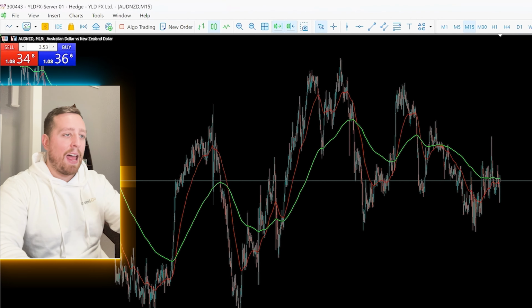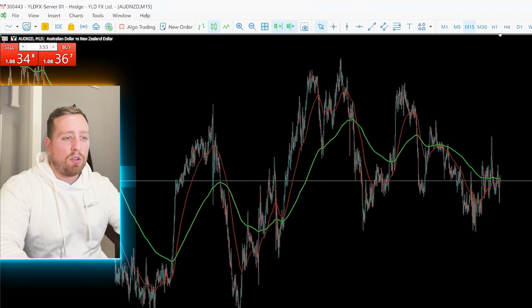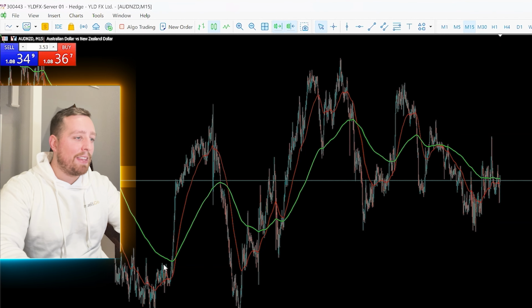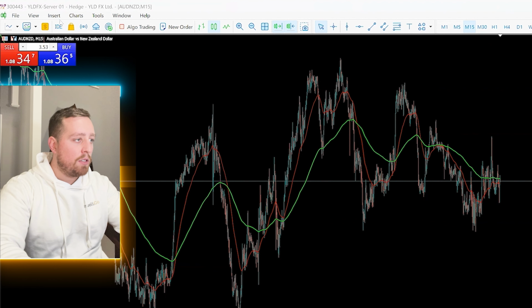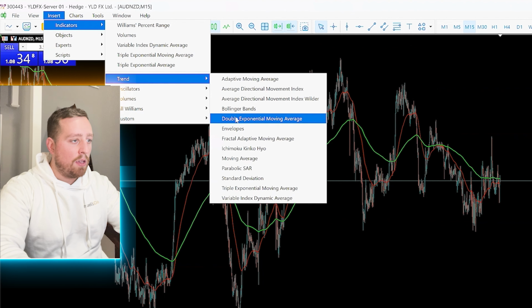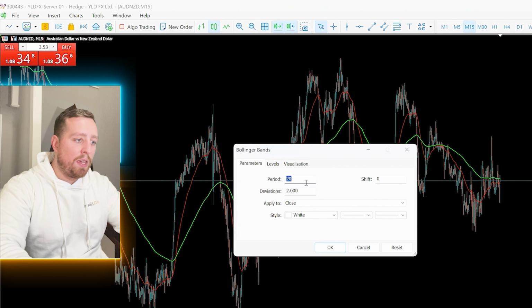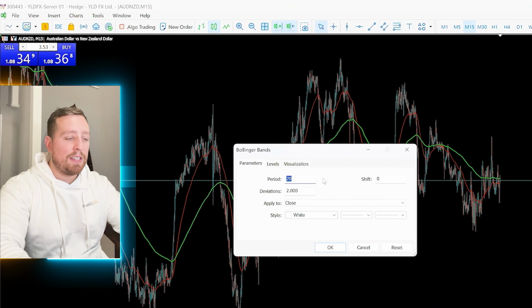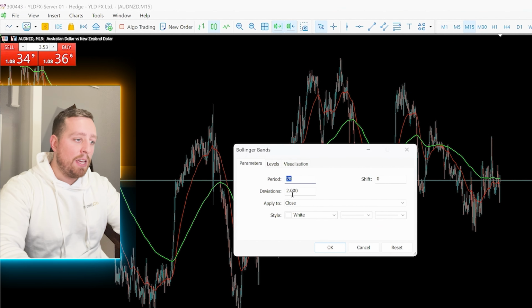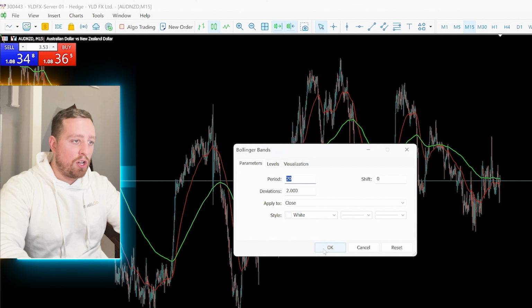Now let's design and build a strategy that utilizes John Bollinger's indicator known as Bollinger Bands. We're now going to add that on to our chart. We're going to go up to Insert, Indicators, Trend, Bollinger Bands. We're just going to use the default settings here of period of 20, so it's going to take into account 20 bars, and a deviation of 2. We're going to have the style as white because my background is black. So let's just chuck that on.